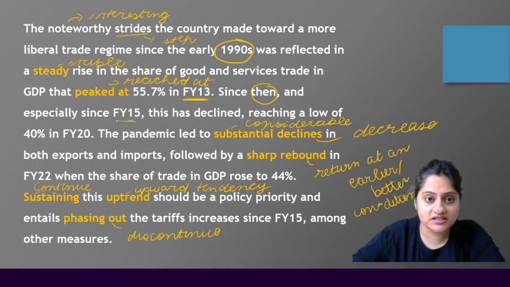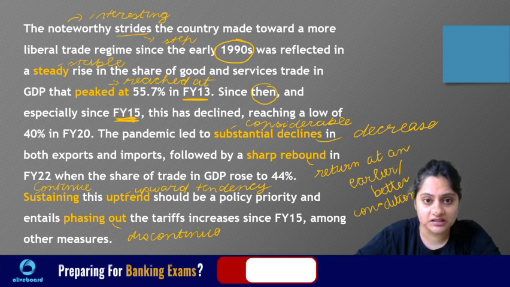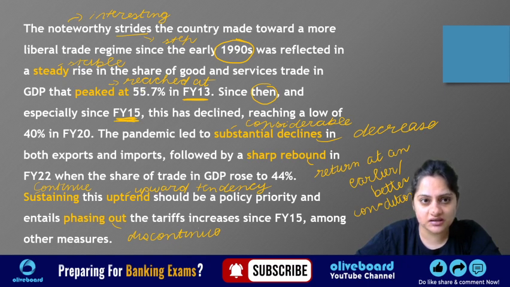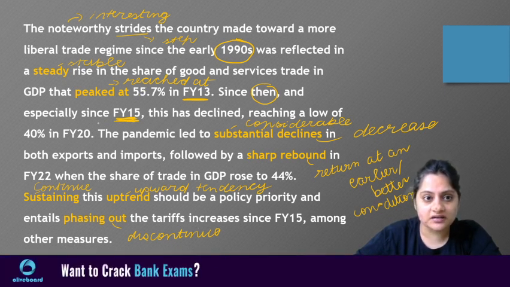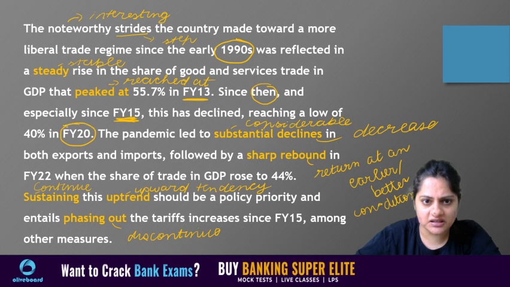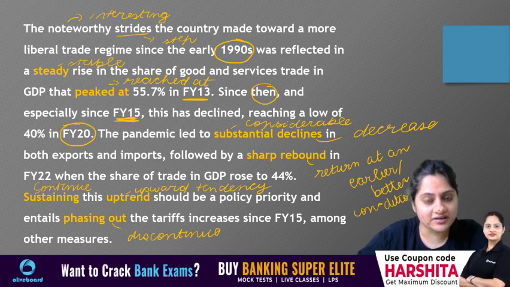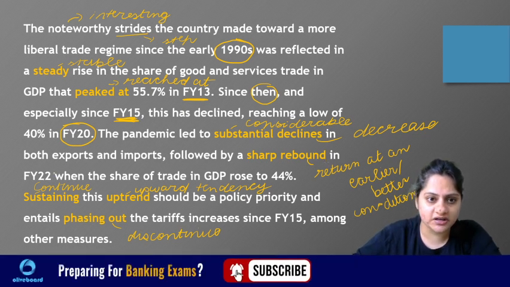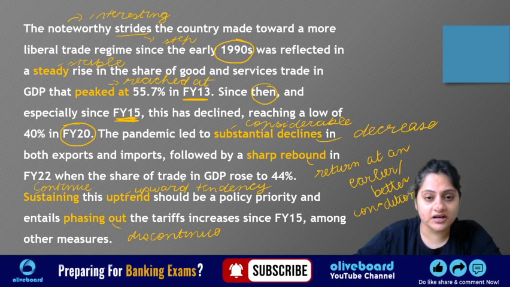okay, and especially since this period, financial year 15, this has decreased. Okay, so it was a huge increase in the trade, but then it decreased in financial year 20. The pandemic also led to decreases in both exports and imports, then it was returning back to the normal condition in 22. Okay, when the trade increased in GDP, a share of trade in GDP rose to 44%.